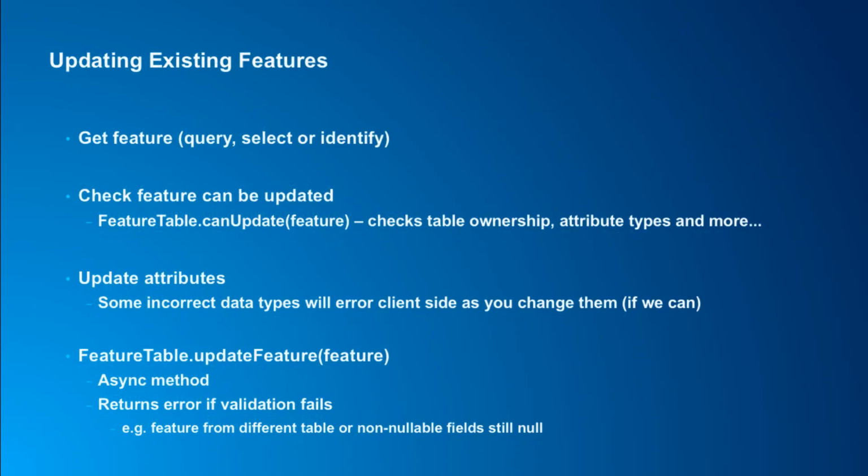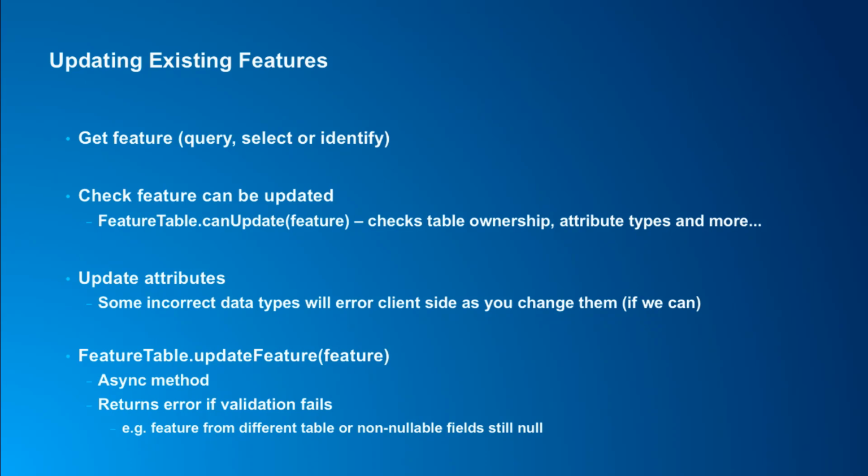In terms of updating existing features, very similar pattern. You get the feature somehow. You check that the feature itself can be updated. So in the previous step, we had, can I add a new feature, for you to provide that new feature button. In this case, it's on a per feature basis that you can check whether you can update that feature. And that can update method takes into account table ownership, ownership-based access control, editor tracking, permissions, all of that stuff, so that you can tell whether the user that you're working with actually does have the permissions to update that specific feature instance.